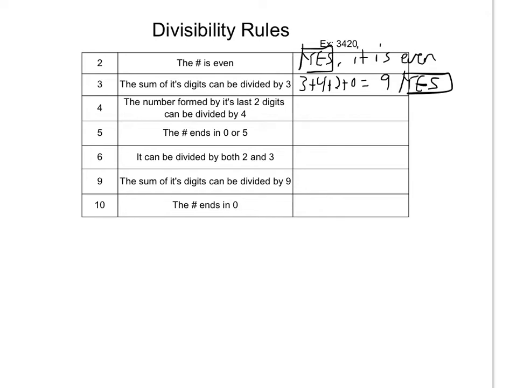Alright, so, let's move on to the test for 4. It says the number formed by its last 2 digits can be divided by 4. Well, I'm looking at the last 2 digits in 3,420, and that is 20. And I can divide that by 4 evenly. So then the answer is yes, it's also divisible by 4. Again, without having to actually divide it out, we know it's divisible by 2, 3, and 4.